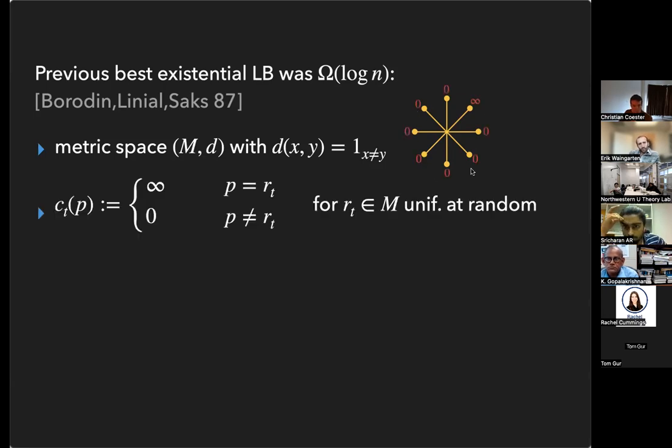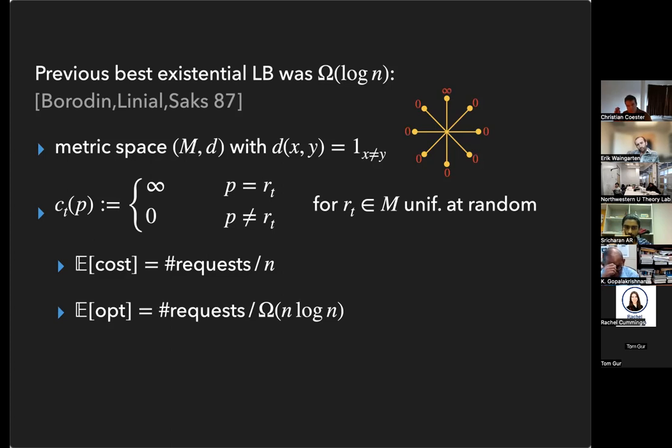And the cost function that we receive at time t is the following. There's some point r_t, which is chosen uniformly at random from the points of the metric space. And now the cost function assigns cost infinite to this point and cost 0 to all the other points. Okay, so there's this point, for instance, which gets cost infinite, and all the others get cost 0. And then the next cost function comes, and so on.